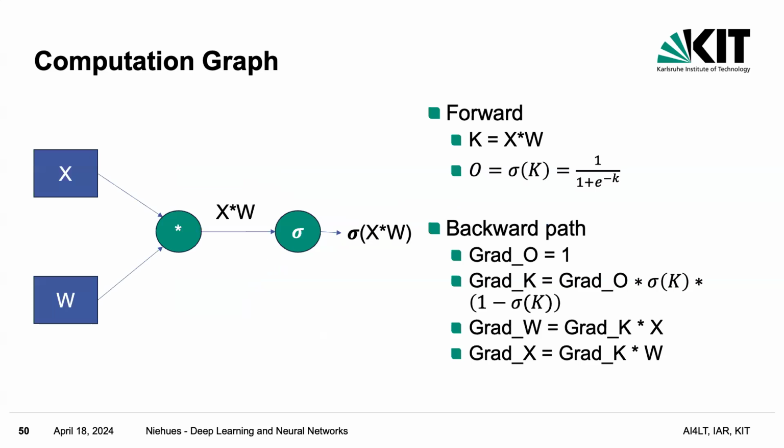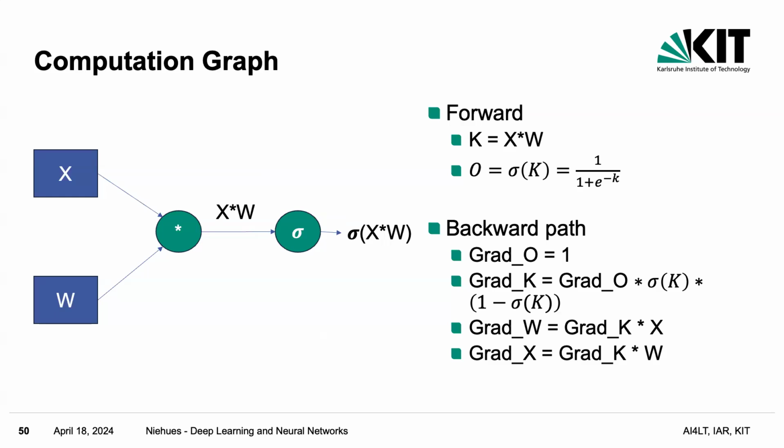Now you can look at how that looks in code. The forward pass is quite easy. You have maybe the value in between, we call it k. So k is x times w. And then the second calculation, in the second node, is that your output is sigmoid of k, which is 1 divided by 1 plus e to the power of minus k. And that is everything. So how do we do the backward pass?